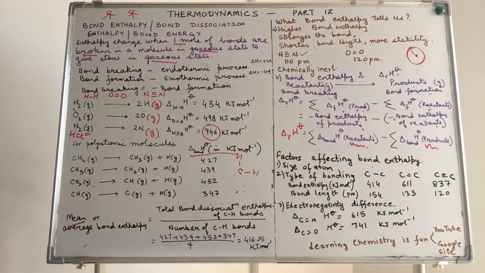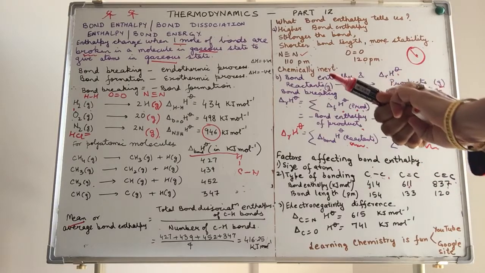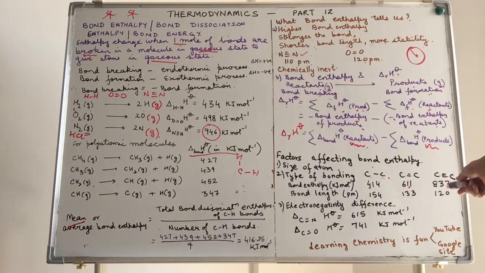Coming to the type of bonding. Single bond between two carbon atoms, double bond between two carbon atoms, triple bond between two carbon atoms. If you notice, the bond enthalpy increases with successive steps. Here we are talking about identical bonds, identical atoms. It is just that the type of bond is changing. So with increase in bonding between the two atoms, the bond enthalpy actually increases. As we said, stronger the friendship, more is the energy required to break that bond.